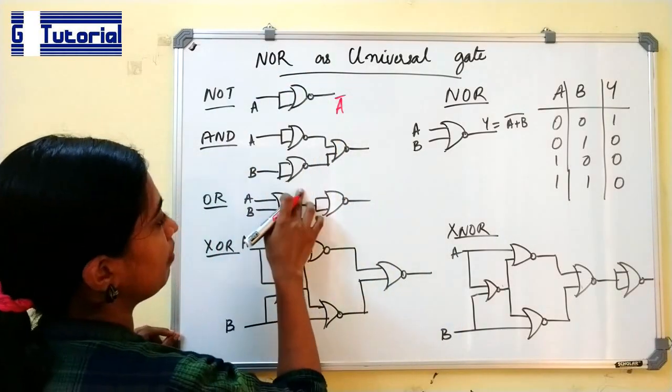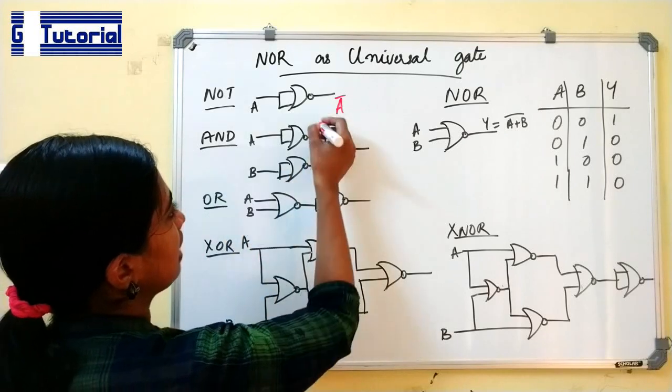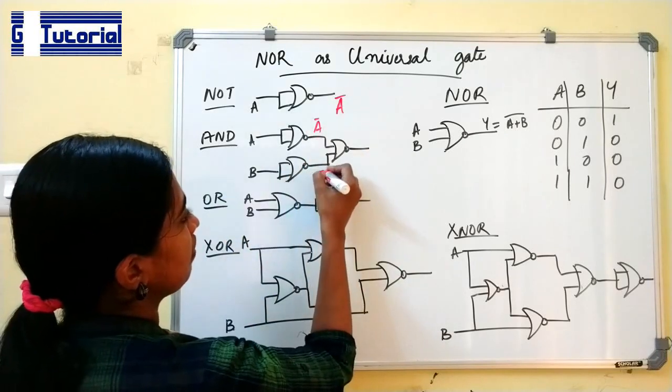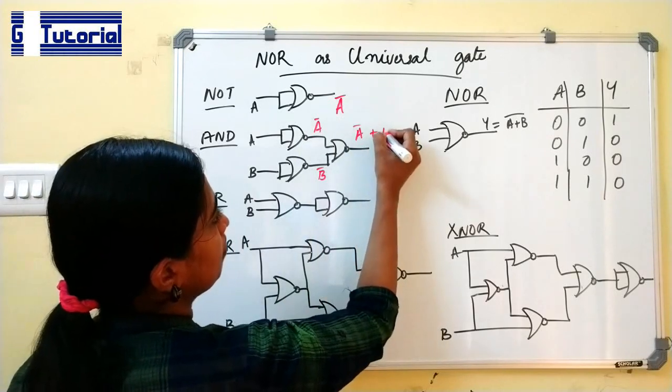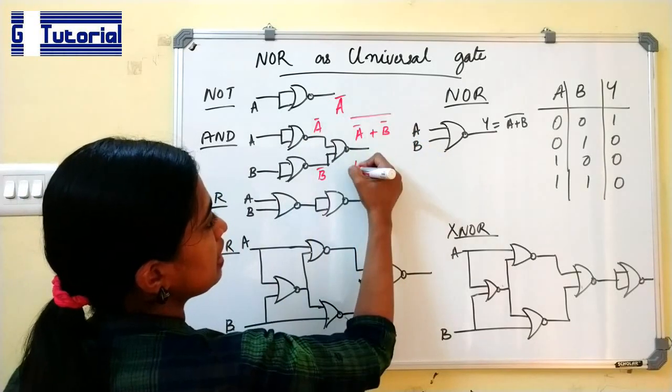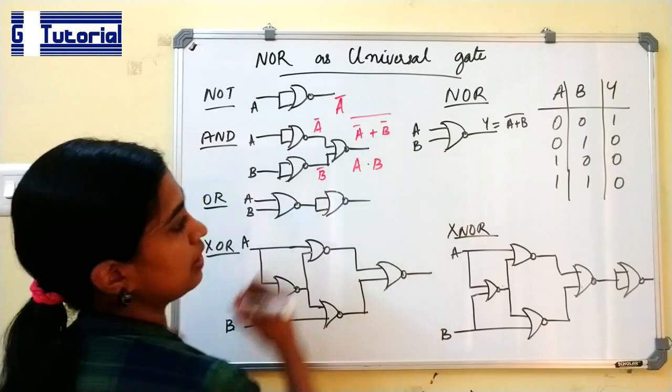Next is AND. This is how we implement an AND gate. We will get A bar at the output. Here we will get B bar at the output. Then (A bar plus B bar) the whole bar. This is A dot B.